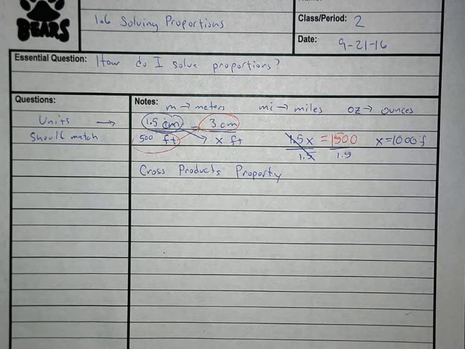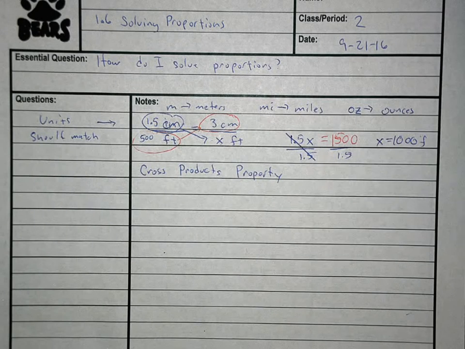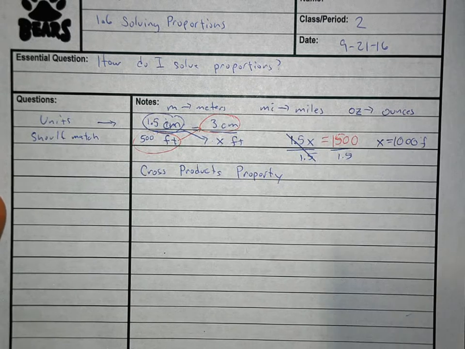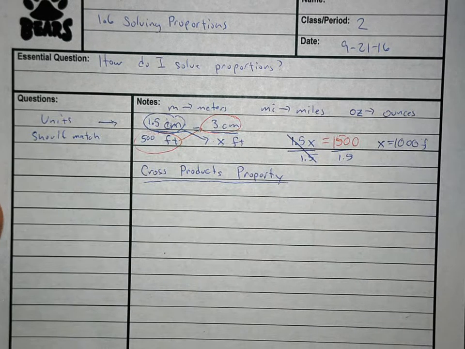I'm not sure if it works every time, but I think my teacher taught me there's a multiple between 1.5 and 3, and that's 2. You multiply 500 by 2, and you also get the same answer. That works. But not all answers are going to be nice and whole. Some of our answers are going to be fractions. Okay? I recommend you use the cross products property most of the time.